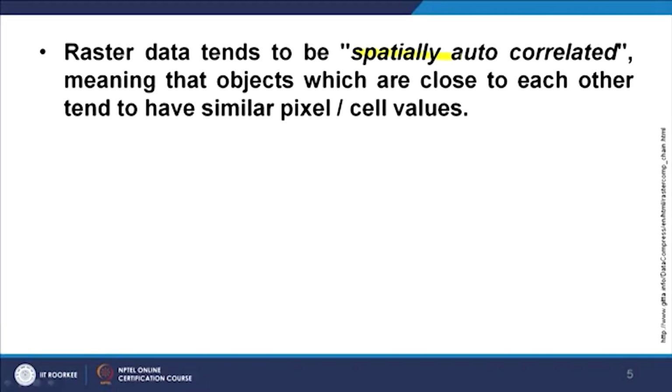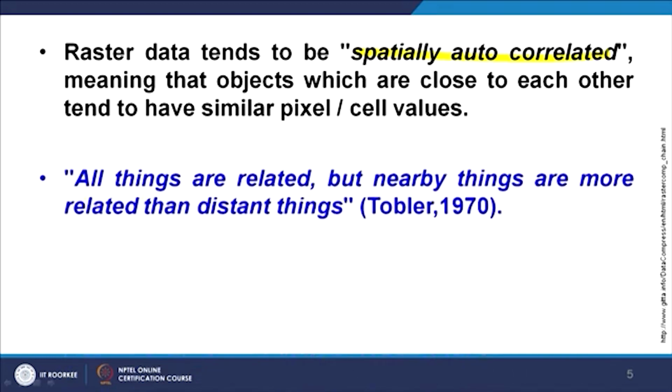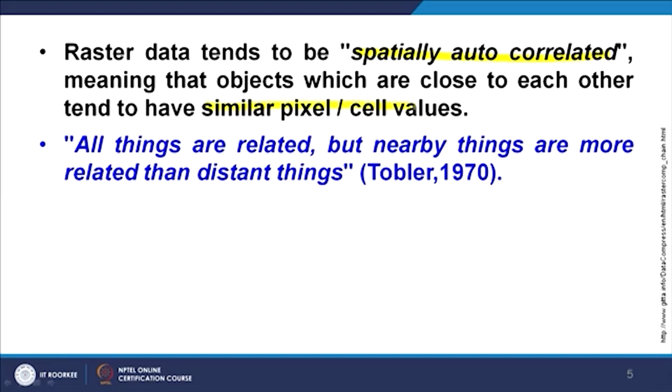As you know, raster data are spatially autocorrelated. That means many neighboring pixels or cells can have the same or similar values. All things, as we know, are related, but nearby things are more related than distant things. This is Tobler's law; in 1970 he gave the theory that whoever is nearest gets influenced the most compared to a far distance.